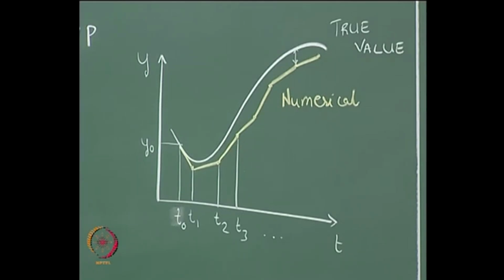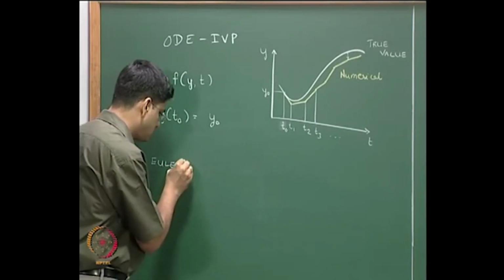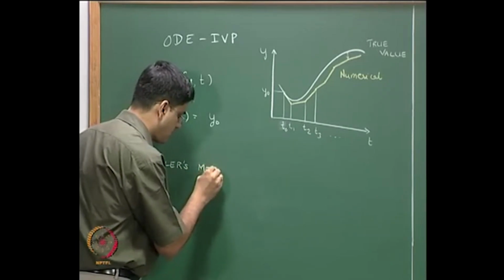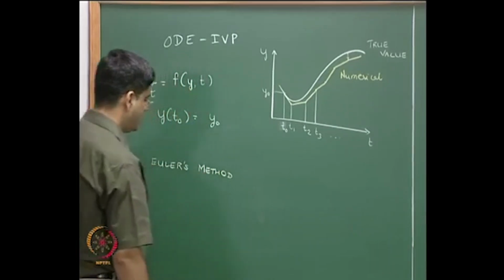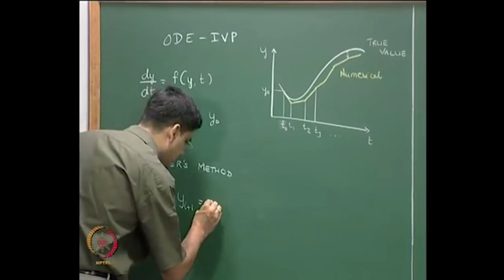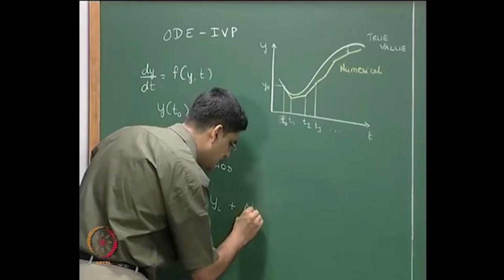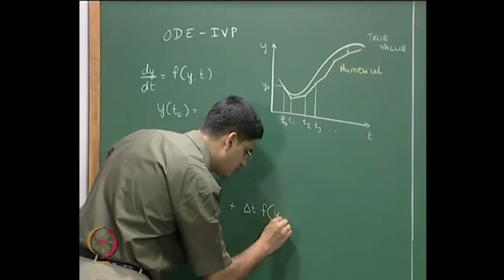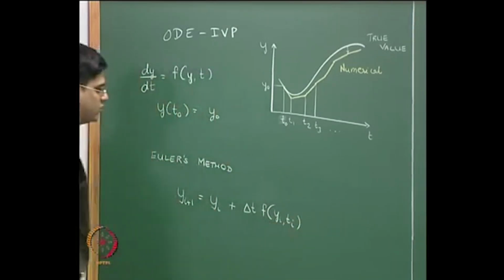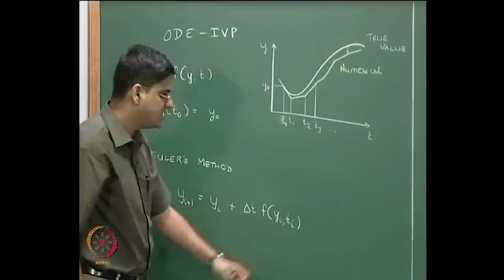Then we considered the simplest form of numerical solution to ODEs, and that was Euler's forward difference method. Okay, and in Euler's method, the expression for Euler's explicit method was written as y at i plus 1 equal to yi plus delta t multiplied by f of yi comma ti. Okay, so where f is nothing but the slope that is computed at the point yi ti.